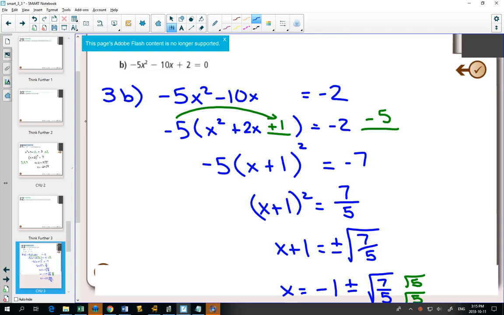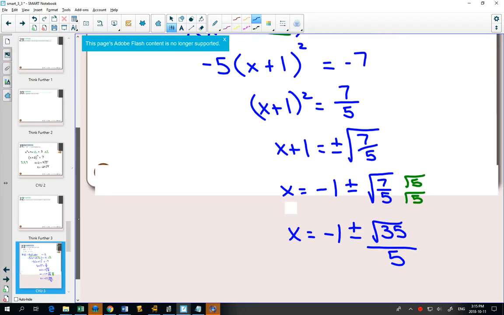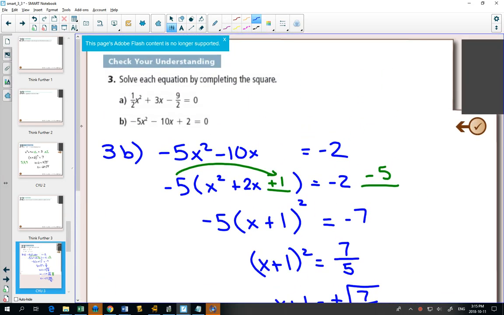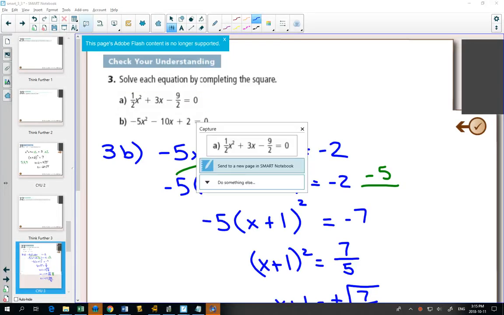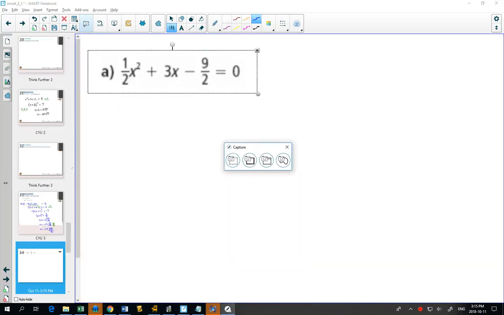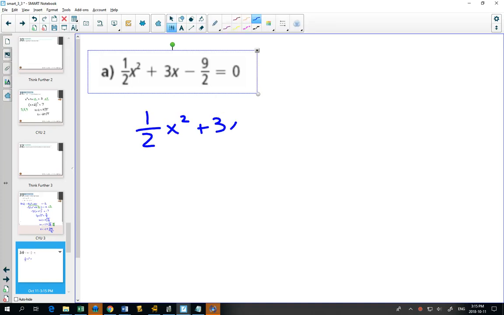And now we can do part A. Is everybody done writing down part B? Part A just appears to be a little bit more difficult because of the fraction. We have 1/2 x squared plus 3x equals, I'll move the 9/2 to the other side.